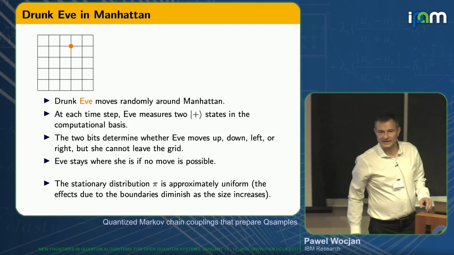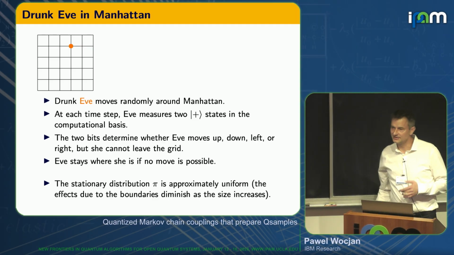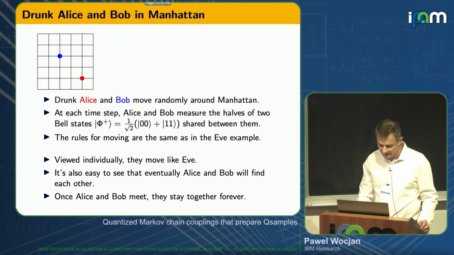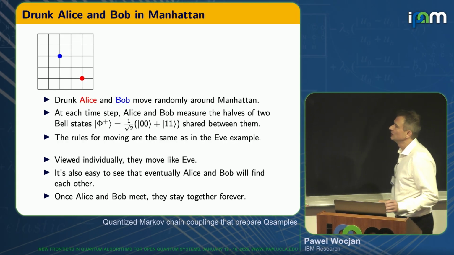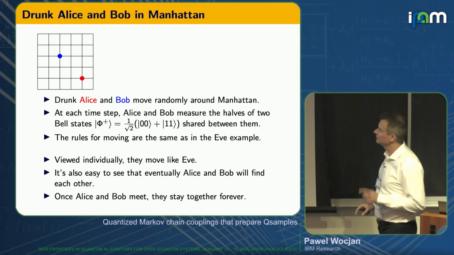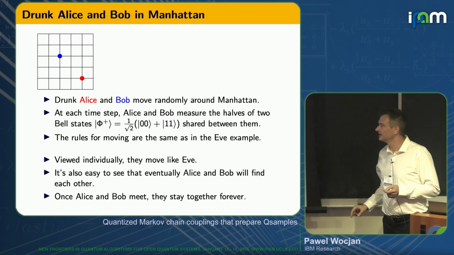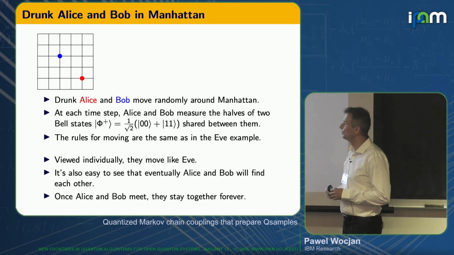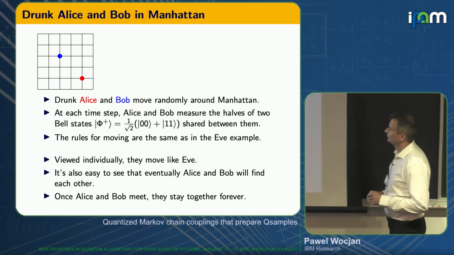Okay, so this is this very simple Markov chain that we are considering. But now what you have is, you have Alice and Bob in Manhattan, represented by the blue and the red dot.